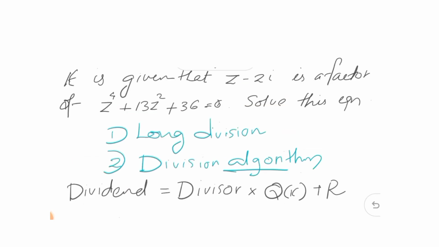Now let's see how to do this question using division algorithm. So let's recall division algorithm, which is nothing but dividend is equal to divisor multiplied by quotient plus remainder. In this question, dividend is given as z raised to 4 plus 13 z square plus 36, and a factor is provided as z minus 2i, so that with the help of this factor and its conjugate we'll be able to find the divisor.